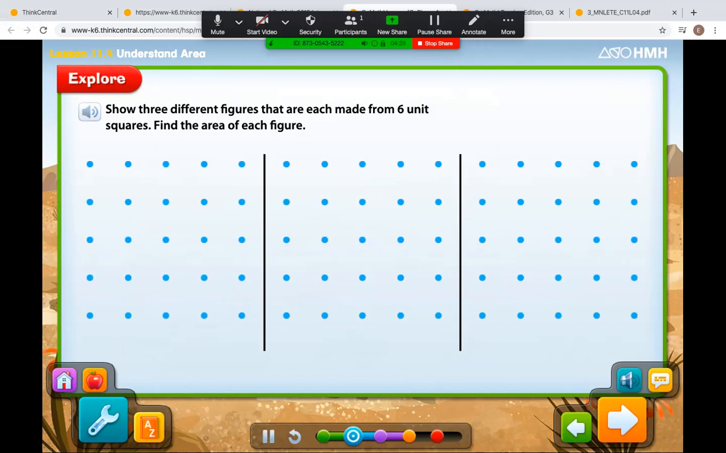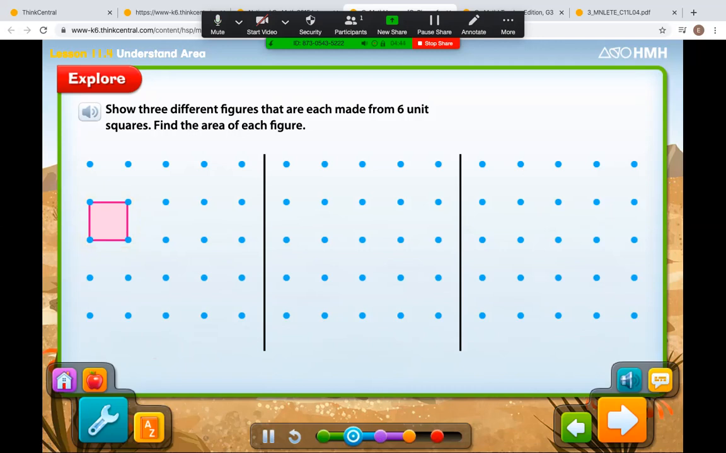Click a unit square to add it to a figure. Click 6 unit squares in all. Let's choose 6 unit squares. So again, let me repeat the instruction. Show 3 different figures that are each made up from 6 unit squares. Find the area of each figure.